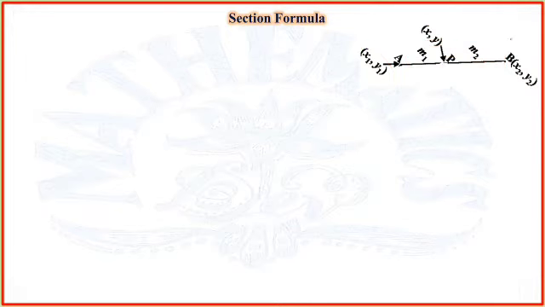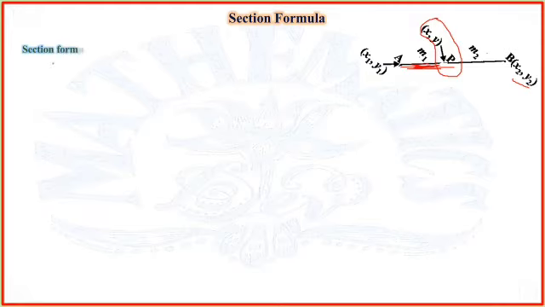But basically our aim is at this point. The target point is P. The coordinates of this P are denoted by x, y. A is x1, y1 and B is x2, y2, and m1, m2 is the ratio. This is the measurement in which the point P divides the line segment AB.